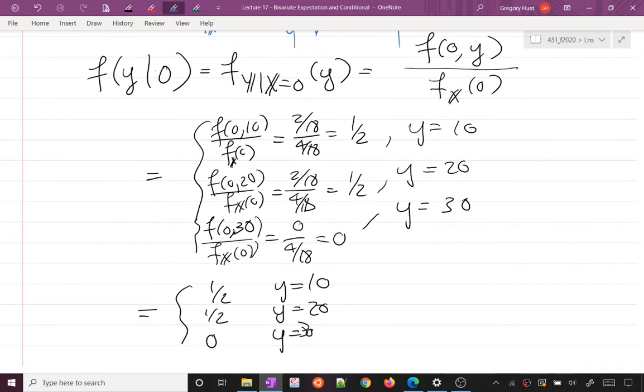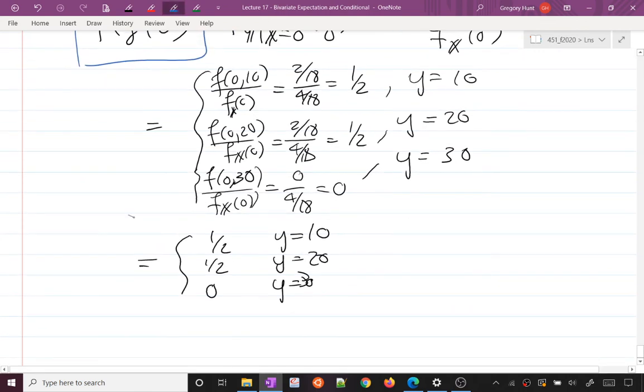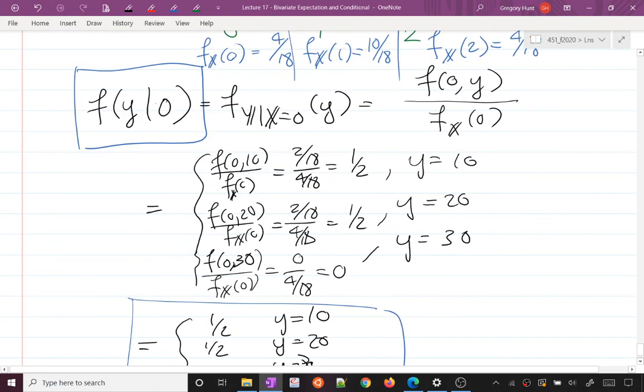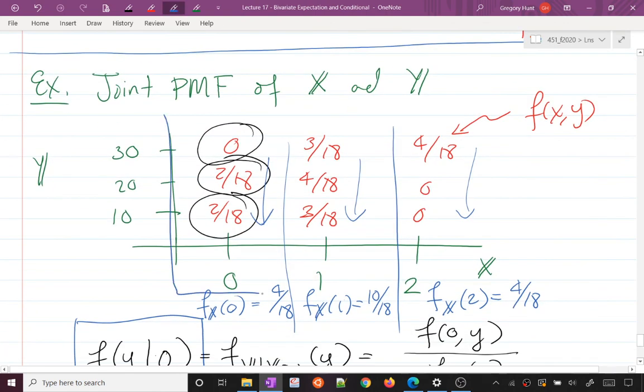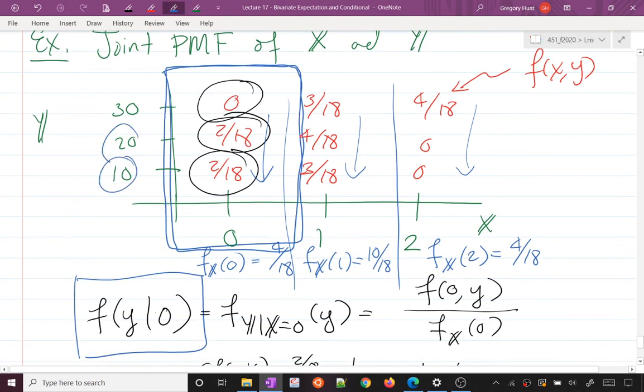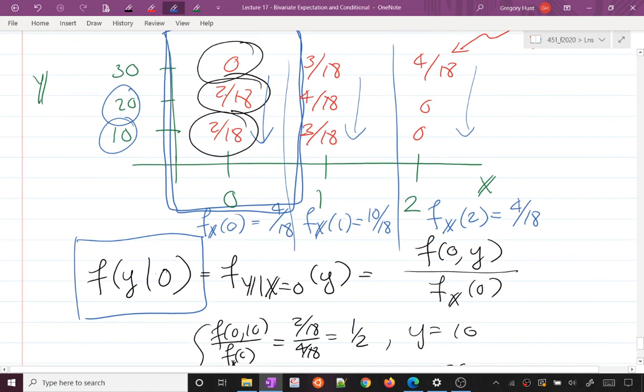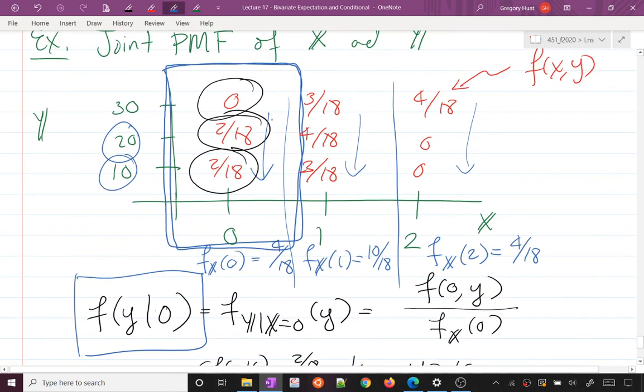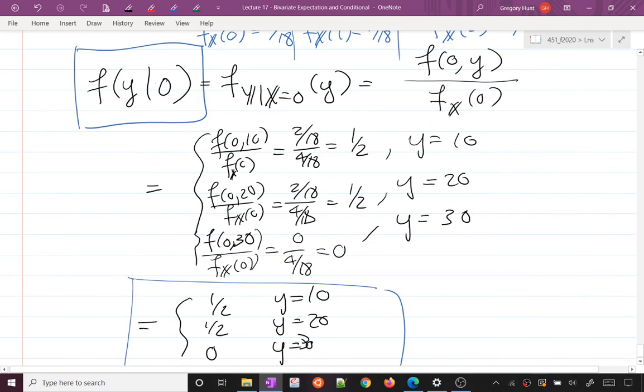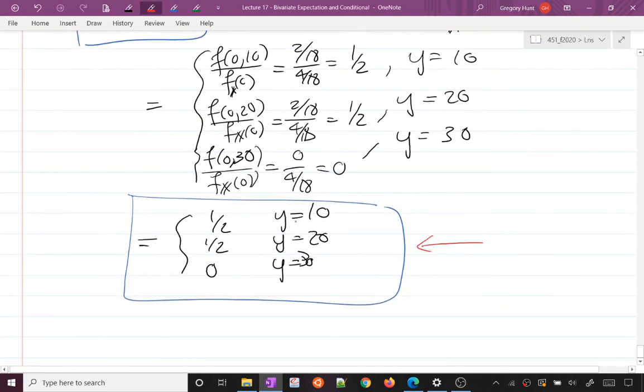So this is the conditional distribution of y, the conditional Pmf of y given x is 0. Given x is 0, we're basically restricting ourselves to this first column. Given x is 0, it takes on 10 or 20 with probability 1/2. And that makes sense because given x is 0, we have equal likelihood of being at either 10 or 20. When we restrict ourselves to this column, when x is 0, then y can either be 10 or 20 with equal likelihood. When we go through the formula, we get exactly that: y is either 10 or 20 with equal probability, 1/2, and no probability of being at 30.